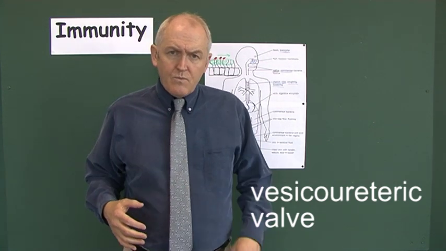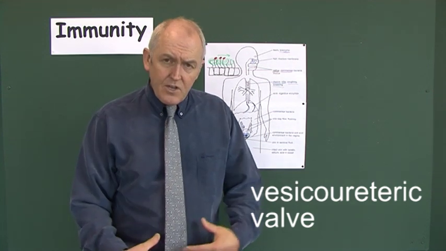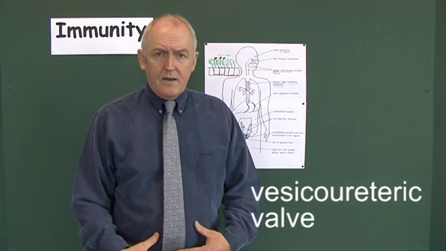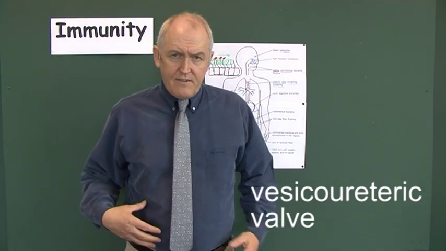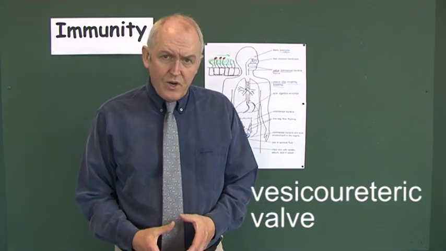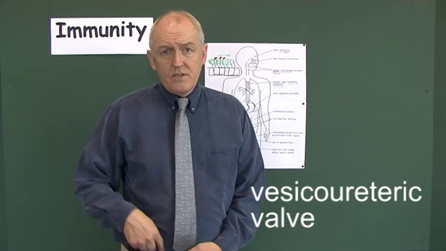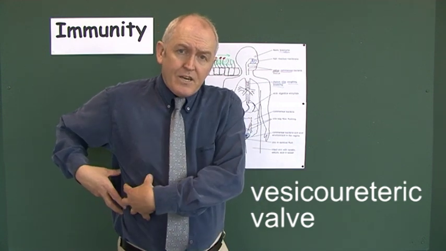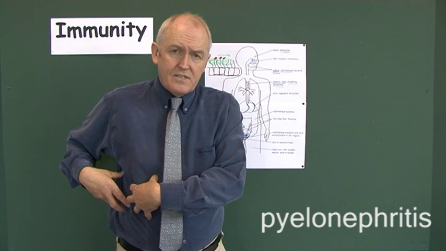So children who are born with defective vesico-ureteric valves, they can have some bacteria in their bladder, and normally that will be washed out. But if the valve is defective, when the bladder contracts to void the urine, then the urine can go back up into the ureter. And that can go back up to the kidney, causing infection of the kidney, which is pyelonephritis.